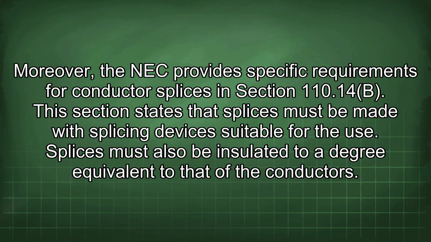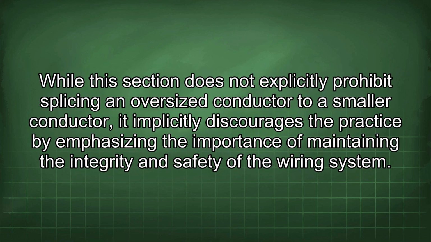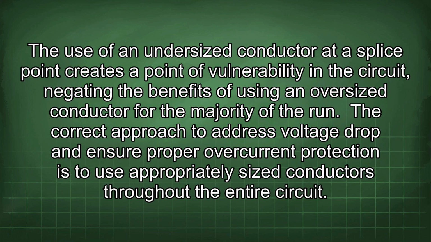Moreover, the NEC provides specific requirements for conductor splices in section 110.14(B). This section states that splices must be made with splicing devices suitable for the use. Splices must also be insulated to a degree equivalent to that of the conductors. While this section does not explicitly prohibit splicing an oversized conductor to a smaller conductor, it implicitly discourages the practice by emphasizing the importance of maintaining the integrity and safety of the wiring system. The use of an undersized conductor at a splice point creates a point of vulnerability in the circuit, negating the benefits of using an oversized conductor for the majority of the run.